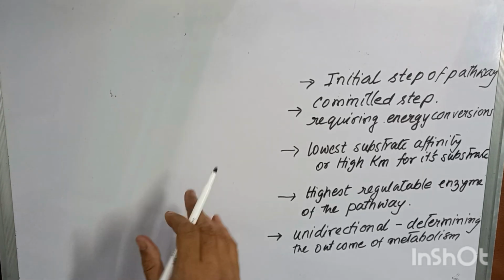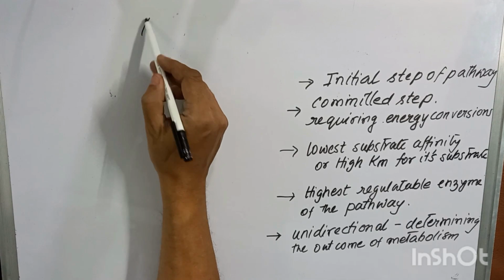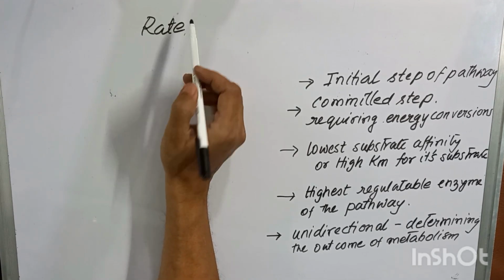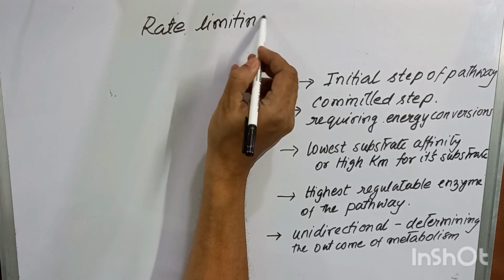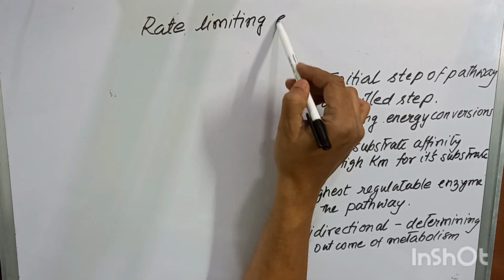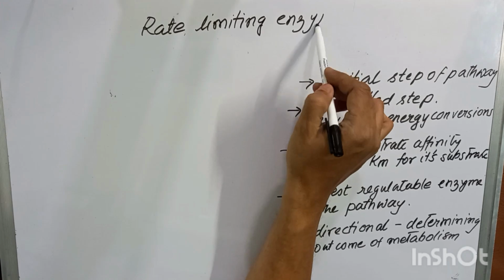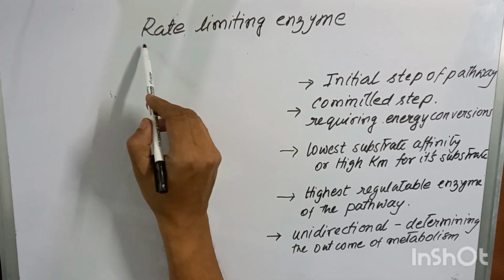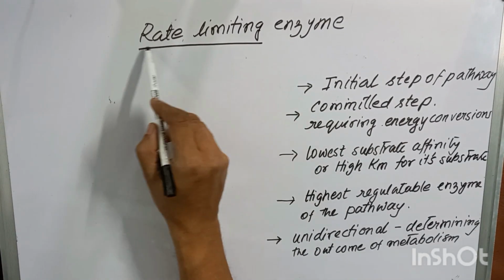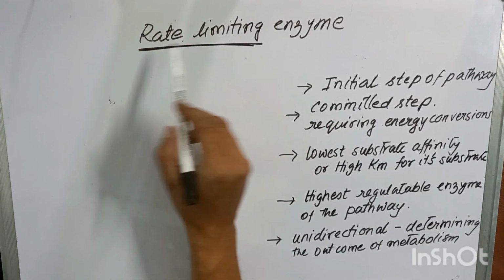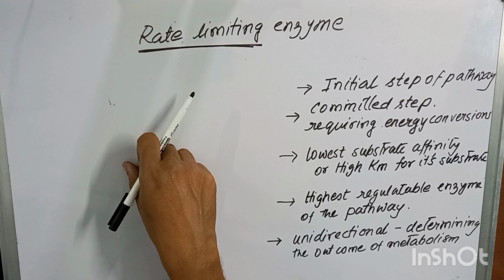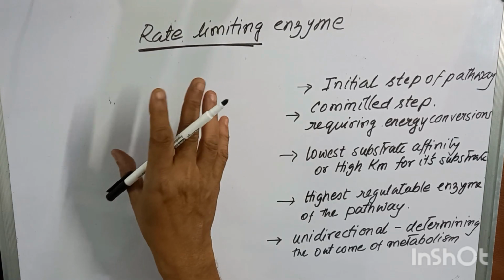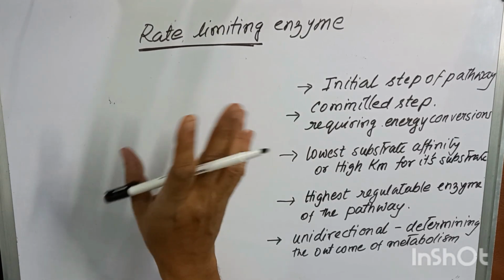So today we will learn what is a rate limiting enzyme. What is a rate limiting enzyme? Now, as the name suggests, what is rate limitation? Rate limitation is a kind of limitation. Limitation of what rate? Limitation of a metabolism, of a metabolic rate.